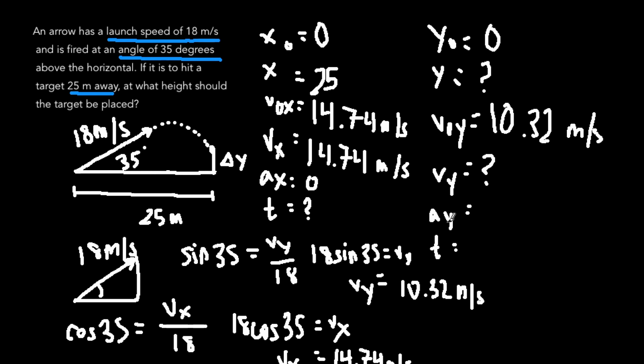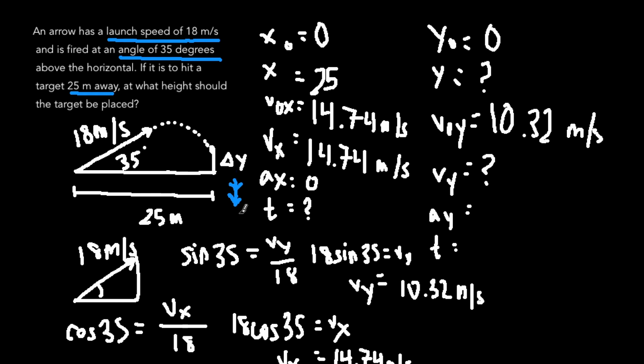Acceleration in the y direction, though. Once the arrow is shot, it starts to trend towards this direction. Let me change this color right here. Okay. It starts to trend towards this direction. So the arrow is initially moving upwards, but ultimately its movement is trending downward.